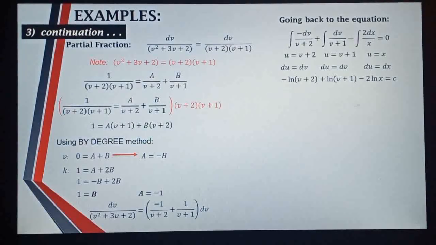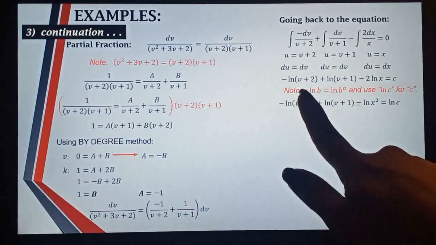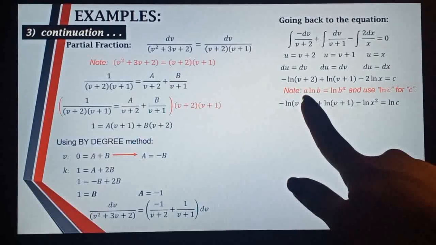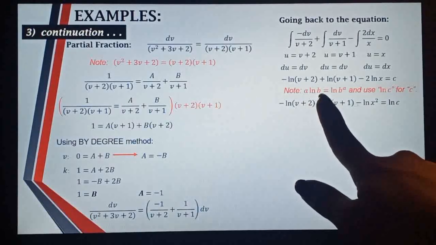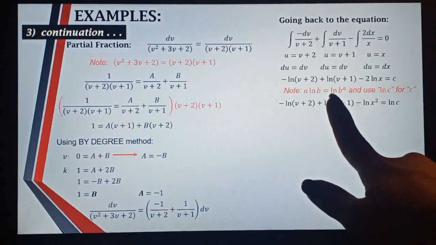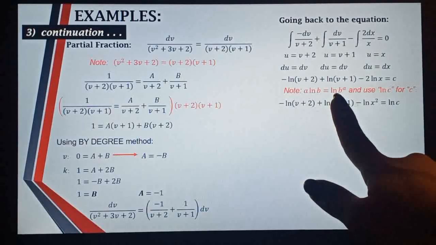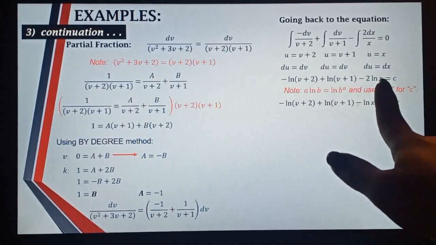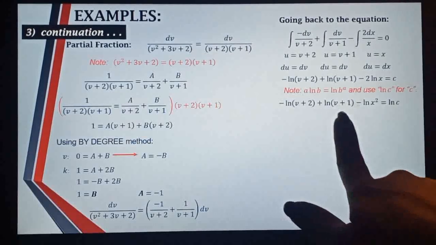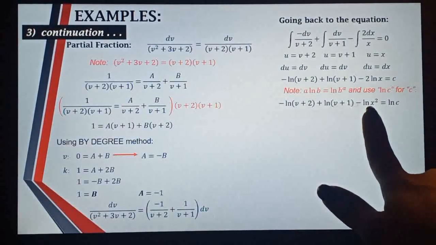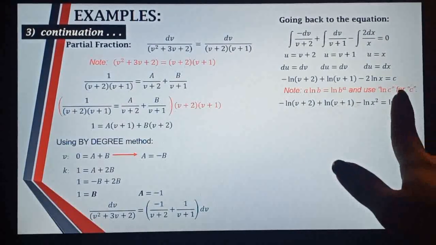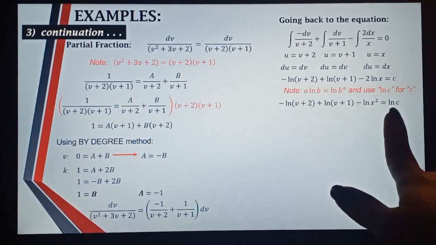But take note that a of the ln b can be equated to ln of b raised to a. So, ito, mapapalitan to ng ln of x squared. Then, si c, pwede nating palitan ng ln of c since that is just an arbitrary constant.